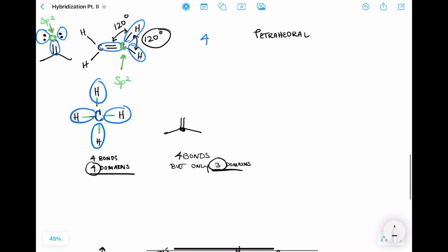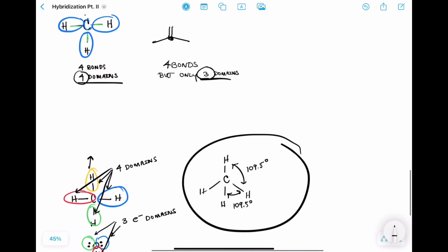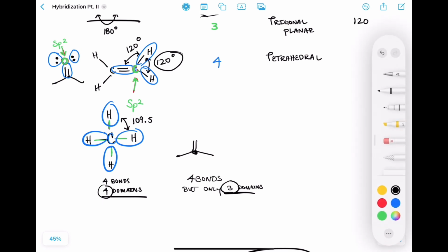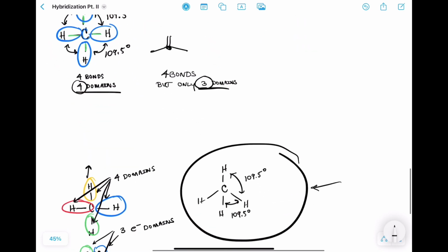And so we talked about this in this example over here. 4 bonds to carbon, in order to push them as far as possible away from each other, because we don't want that electron density. We would have 109.5 degrees of separation. And so that gives us this tetrahedral shape down here. So it's tetrahedral.